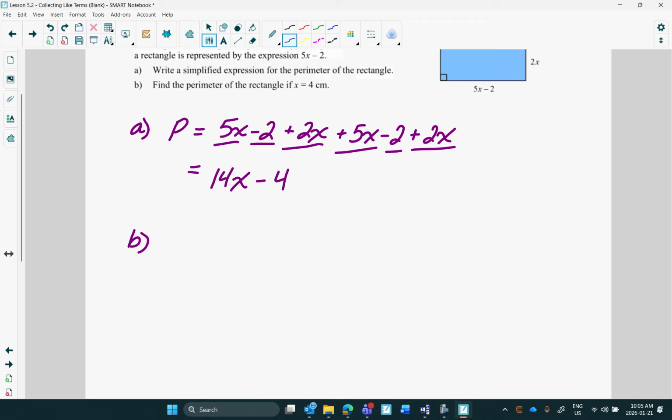So, now that I'm asked to evaluate it, and I'm told that x is 4, I plug 4 in and calculate. And 14 times 4 is 56, and then we have to subtract 4 to get a final answer of 52. And remember, we're doing a problem-solving question, and there are units. So don't forget the units. 52 centimeters.